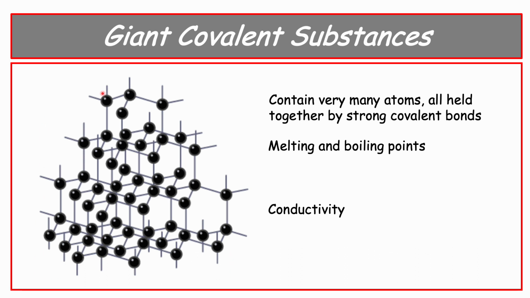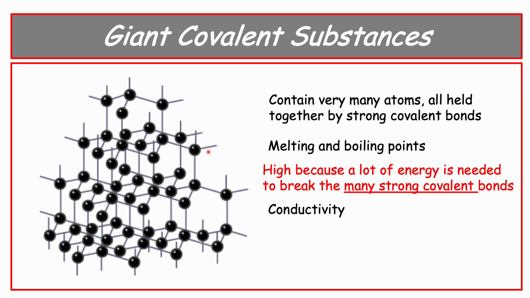In this example, there are no intermolecular forces, so the only thing we can do in order to melt or boil this substance will be to break all of these bonds, shown by the lines, between each of the atoms. So therefore, we've got to break the many strong covalent bonds, so that means the melting and boiling point is going to be high. And your perfect textbook answer will be that there are many strong covalent bonds, so a lot of energy is needed to overcome them.